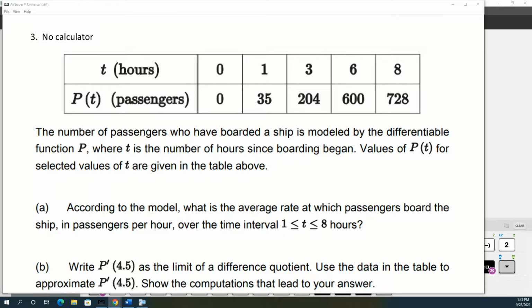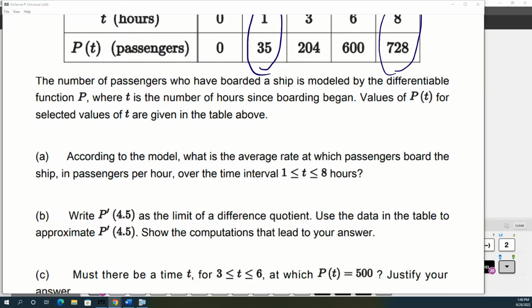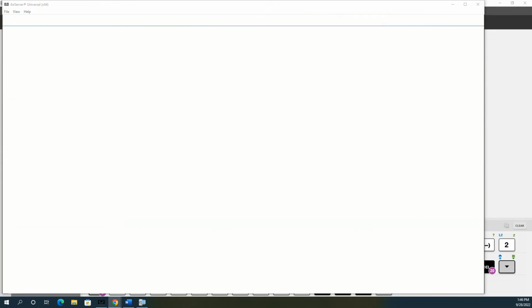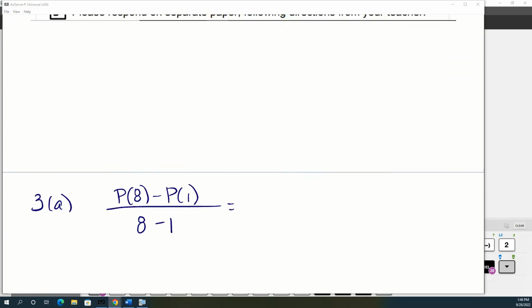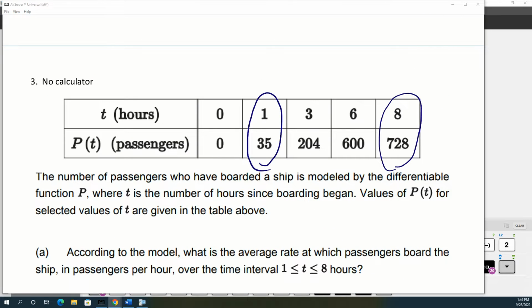So A says, according to the model, what is the average rate of change at which passengers board the ship in passengers per hour? So we want to go on the interval from 1 to 8. So we only care about these numbers right here. To show your work and show what you're doing, I think it would be a good idea to say that this is P of 8 minus P of 1 over 8 minus 1. And then go back on the table and find what P of 8 is and find what P of 1 is.